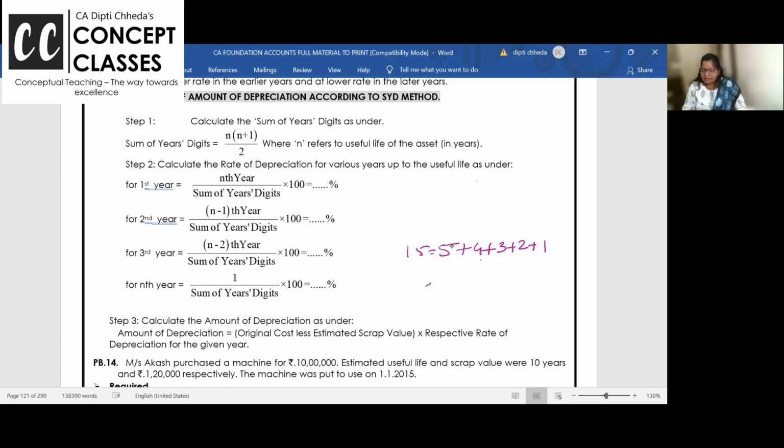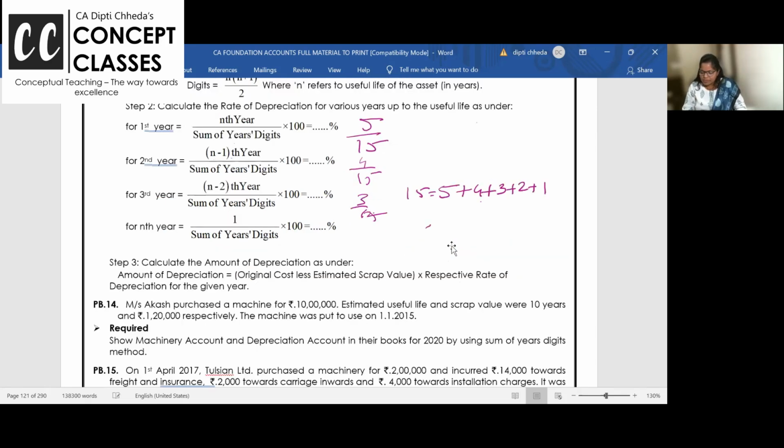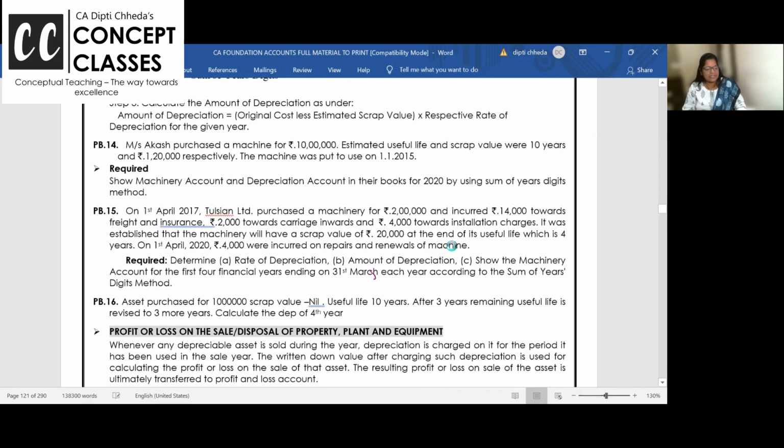In the first year, like with 10 years, so 10 divide, sorry, 5 by 15. Then 5 minus 1. I hope you are getting it. Here it will be 5 by 15. Here n minus 1, so 5 minus 1, so 4 by 15. 3 by 15. This is how you will calculate the depreciation proportionately.